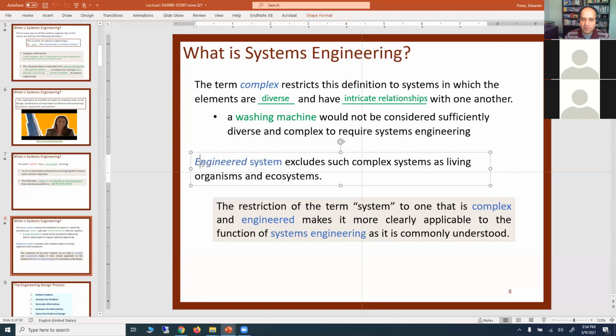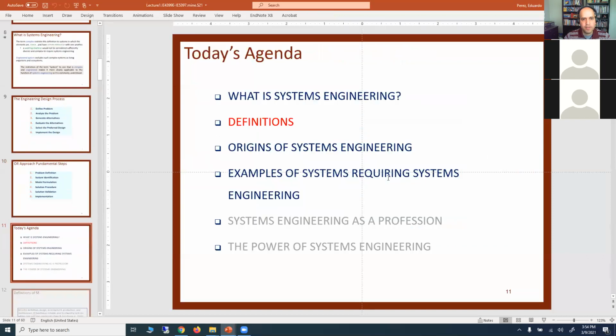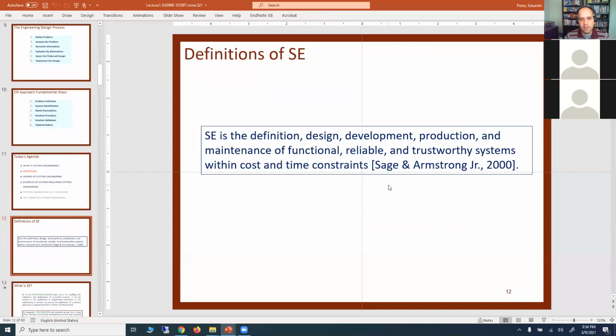When we say engineered system, we are referring to systems that exclude living organisms. I mentioned this in the introduction to make sure that we understand that we will not be dealing with living organisms in our class. But where are the definitions? So here are the definitions.